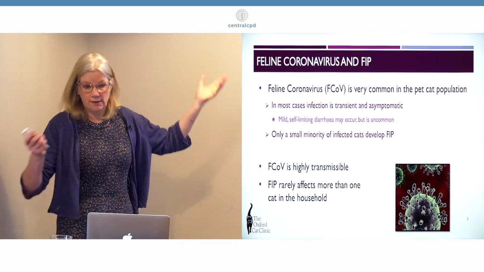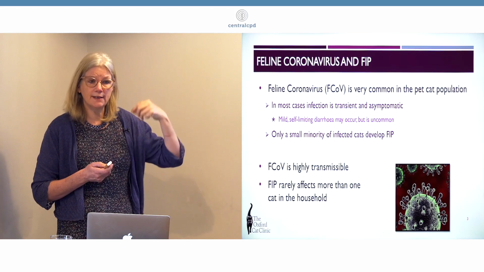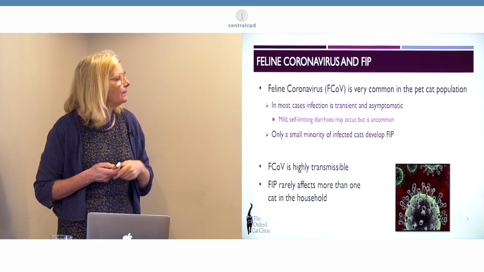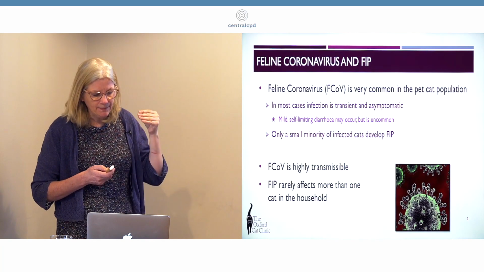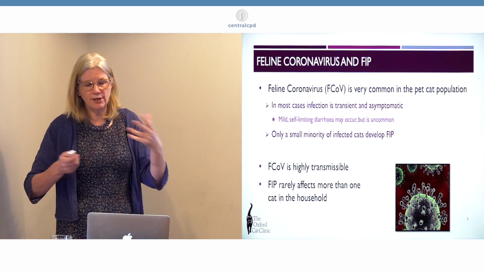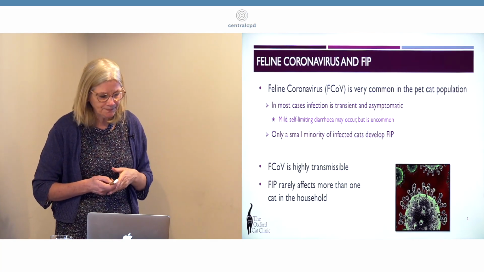So we know that coronavirus is highly transmissible. In the case of the feline coronavirus, it's an enteric infection, so it's feco-oral transmission. It's shed in the feces, and then it's picked up by other cats when they either share the litter tray or they get the litter dust on them and then they groom themselves and so on.